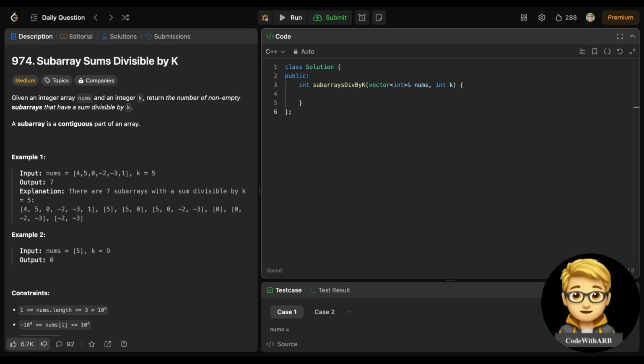Hello everyone, we will solve today's LeetCode problem. This is a LeetCode medium one. Let's see what the question is. The question is subarray sums divisible by k, right? We are given an integer array nums and an integer k. Return the number of non-empty subarrays that have sum divisible by k.